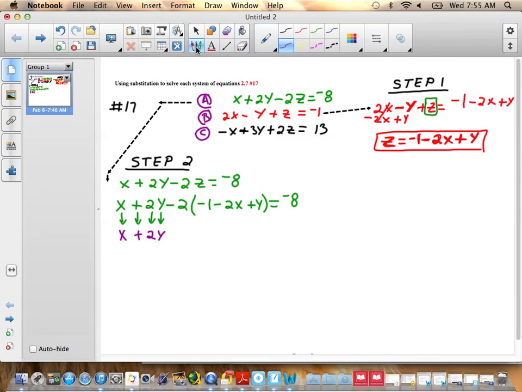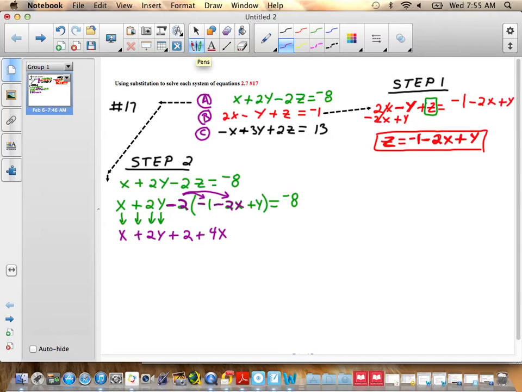Well, I have to factor all this out. So I'm going to take negative 2 times a negative 1, right? So the negative times the negative is a positive, and 2 times 1 is 2, so plus 2. Then I'm going to say 2 times negative 2x, where the negative and the negative becomes a positive, and then the 2 times the 2x is 4x.